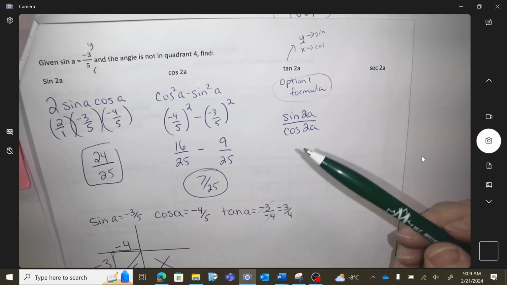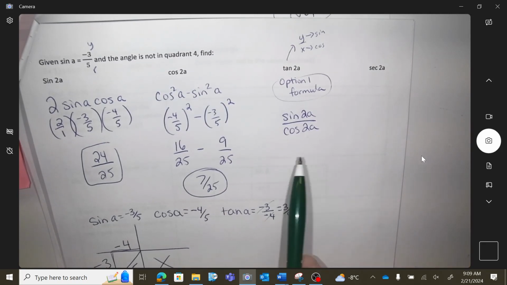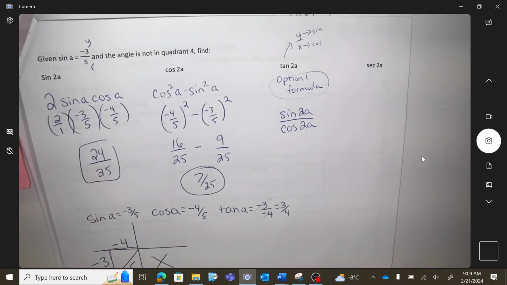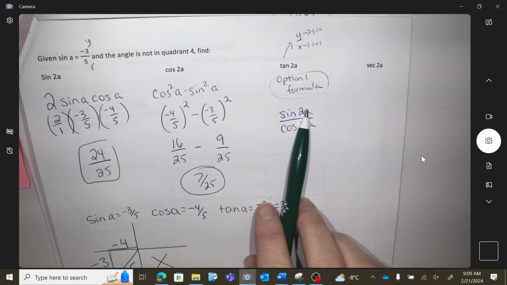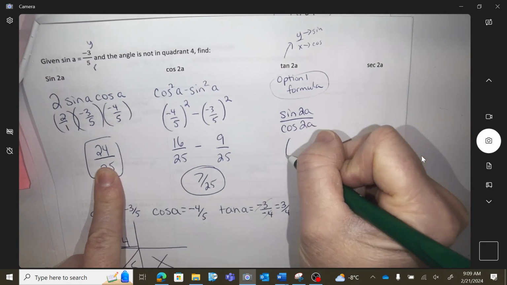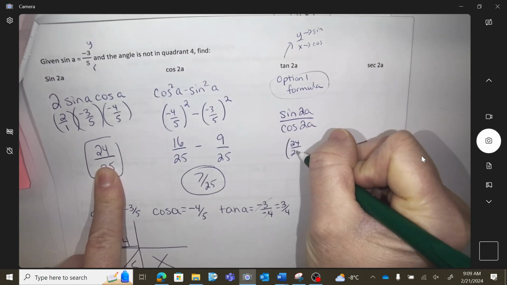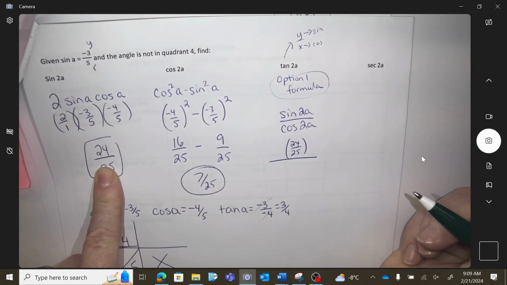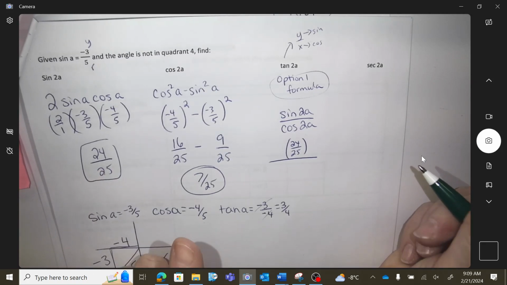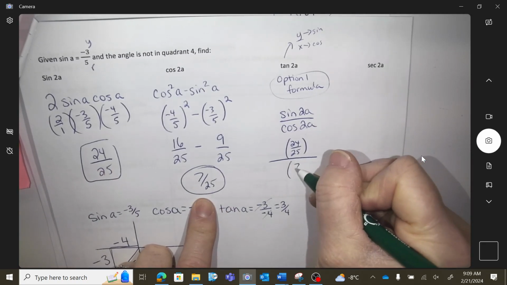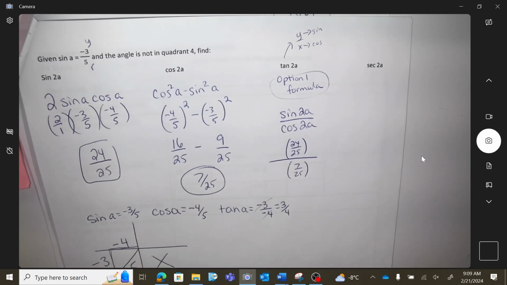The reason I'm picking this option over that option is because I had those values. That's why I'm picking it. Okay, so sine double A, that's 24 over 25. Cos of the double angle is 7 over 25.